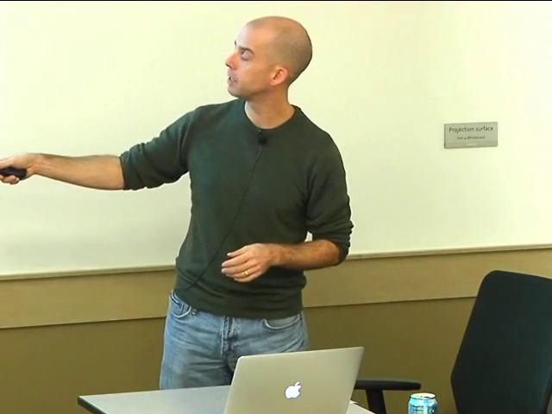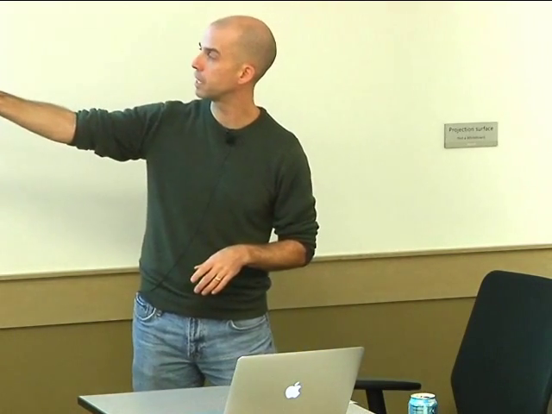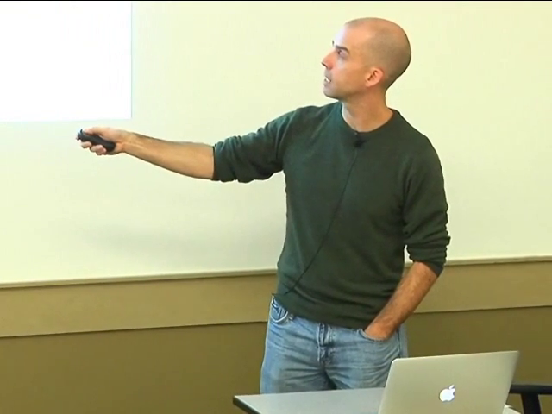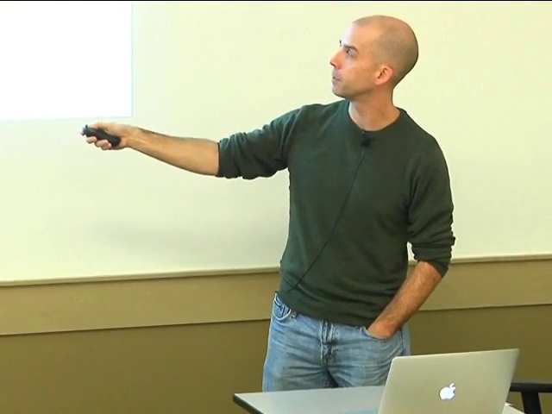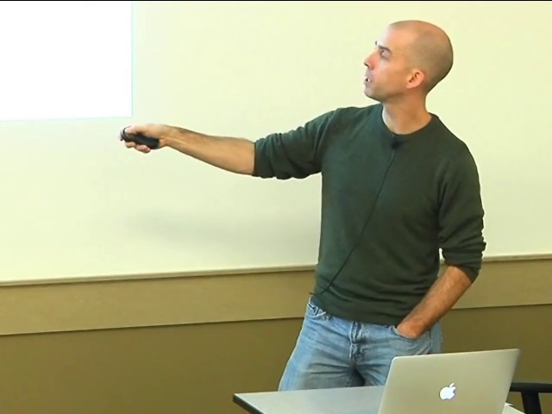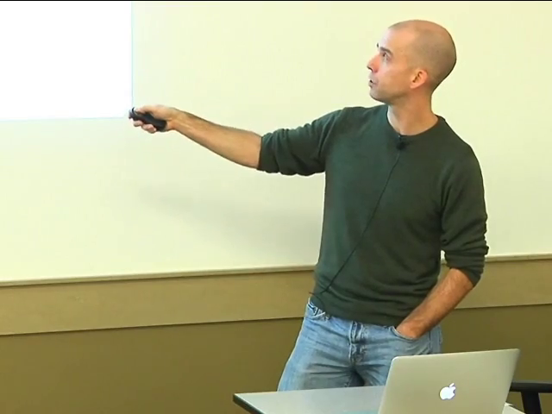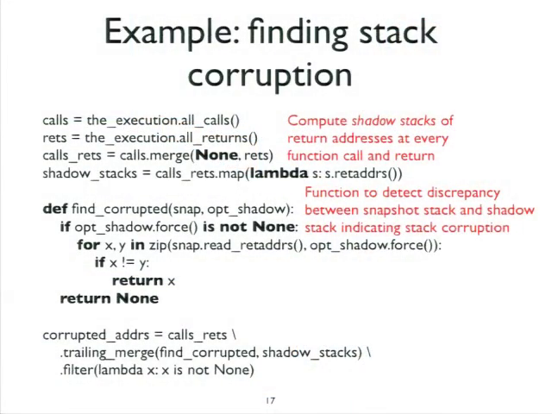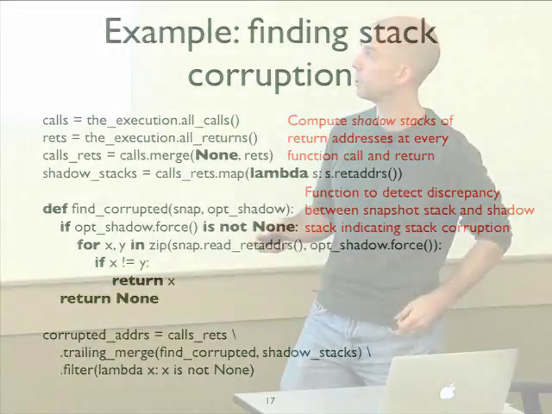Okay, great. So now I'm down here with corrupted, finding the corrupted addresses. What I'm going to do is I'm going to call trailing merge on this function up here using the shadow stacks as an argument. And what's that going to do? Okay, well, this is the snapshot at a particular moment in the program execution, in the call rets. And this is the shadow stack at that moment. Assuming that there is a shadow stack, this is only going to be none in the very first function call, where you haven't had a shadow stack.